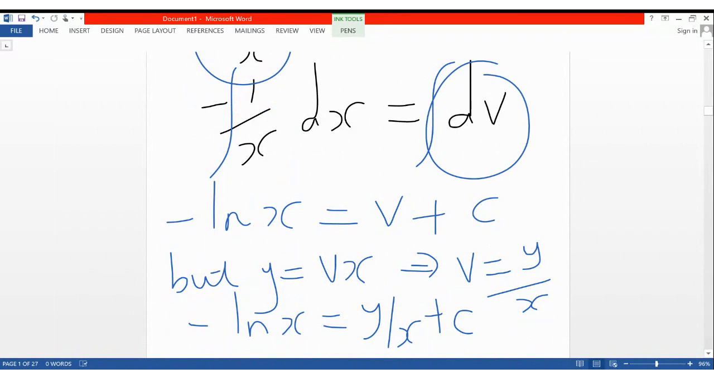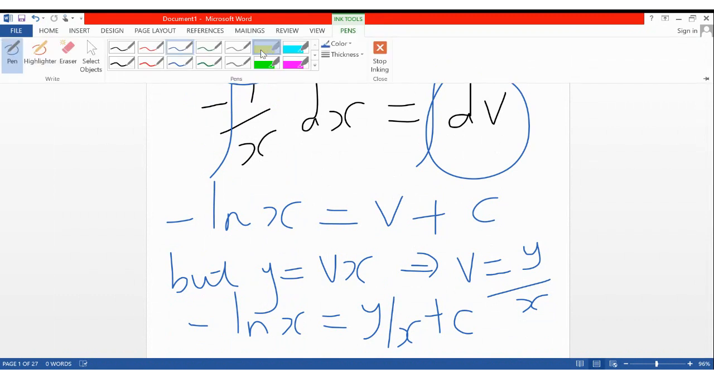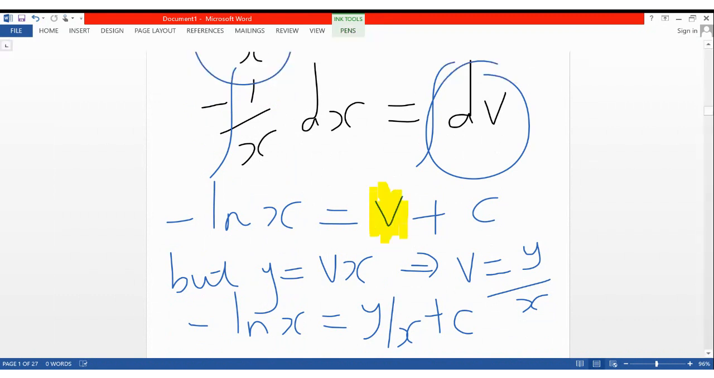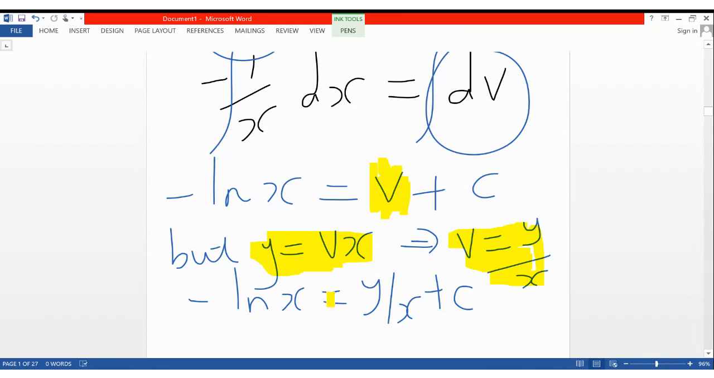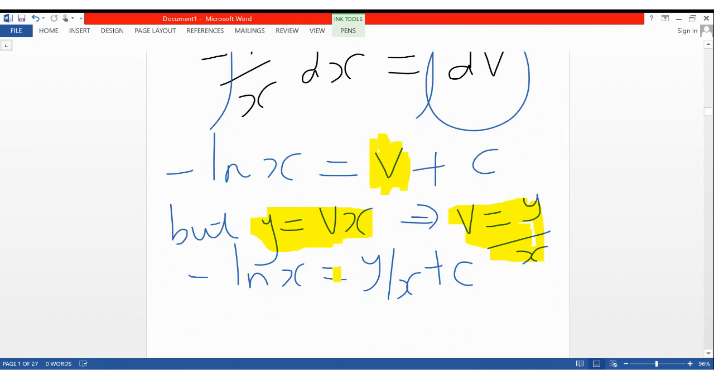But again, you must go back. In our equation, we did not have a v. Remember, the v was to assist us. So we must go back to where we started from. Our y is given by vx. So using this formula, I can get the value of v. And the value of v is y over x. So I replace back the value of v, and I am done with that equation.